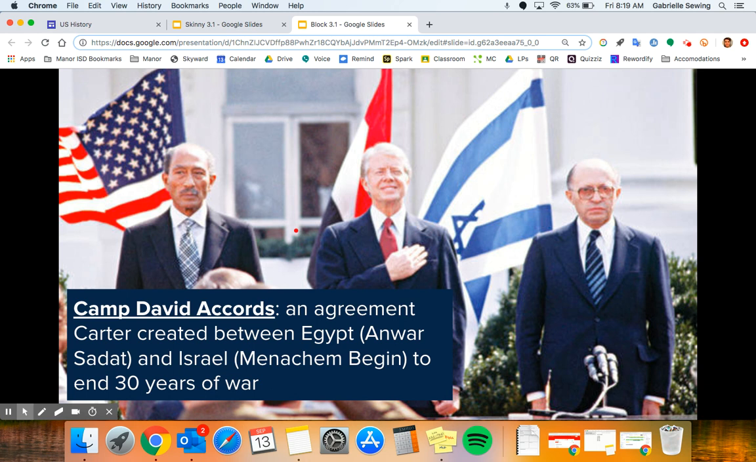It was an agreement created between two countries, Egypt and Israel, who had been fighting wars for about 30 years. The Camp David Accords brought both of those leaders together, and they came up with an agreement to stop the fighting. Carter was able to negotiate for those two to agree not to shoot and kill each other as they had been for 30 years. So that was a major diplomatic achievement.